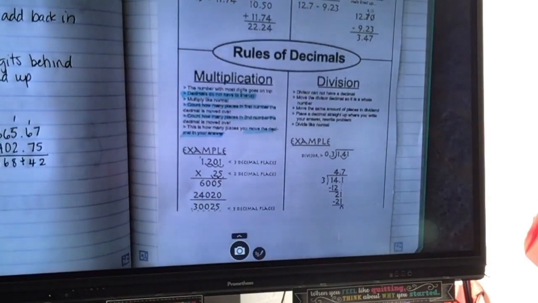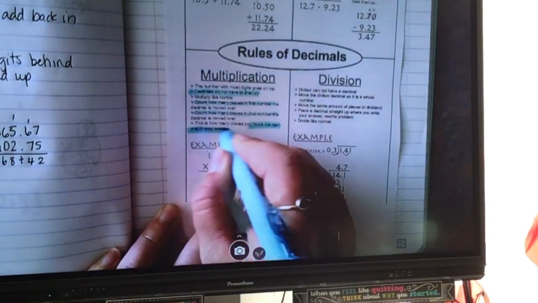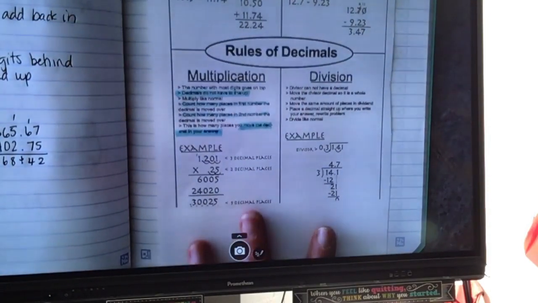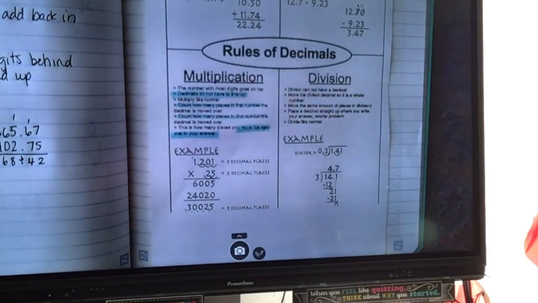Alright, and then the division. I can highlight that faster. So it says the divisor cannot have a decimal. Move the decimal, I can't even read. Move the divisor decimal so it is a whole number. Move the same number of places in the dividend. Place the decimal straight up when you write your answer and rewrite the problem. Divide like normal. So what's important in that one?